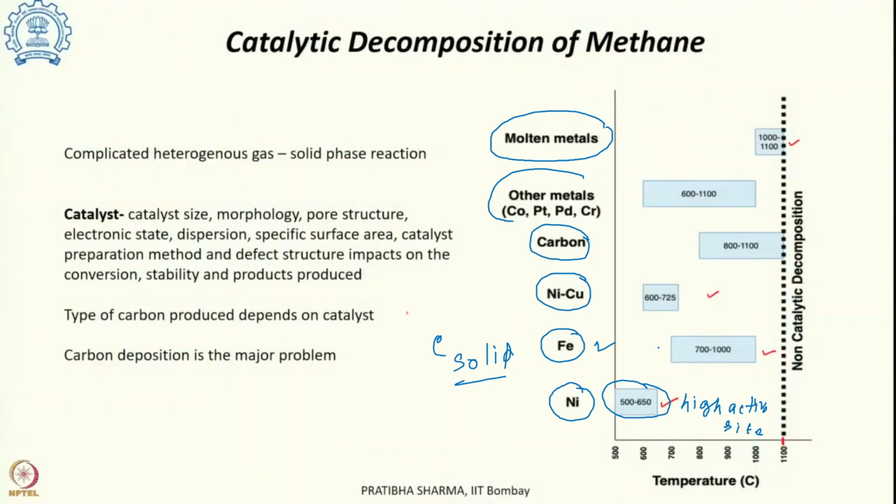Iron has very good thermal stability. It is slightly higher, it can run at 700 to 1000 degrees centigrade, and if we use nickel, copper and carbon and other materials, it also has high thermal stability. Different catalysts have different advantages. Generally we use nickel catalyst, cobalt catalyst and iron catalyst, and sometimes we use carbon catalyst too.